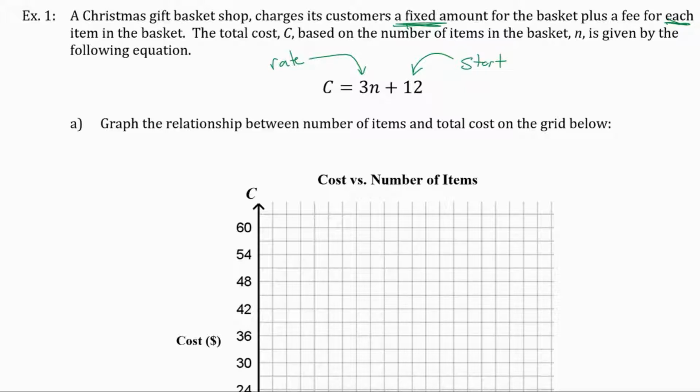And the total cost for your gift basket will be when you add those two together, depending on how many items you choose. So before we even get to the first question, what is that fixed amount? Well, that's the $12, right? That's the starting fee or the initial fee. And what is the cost per item?